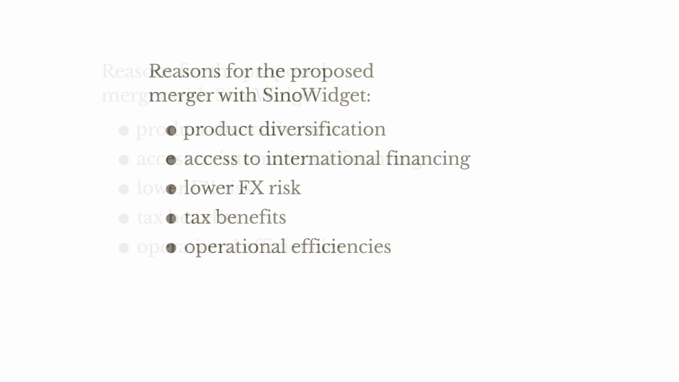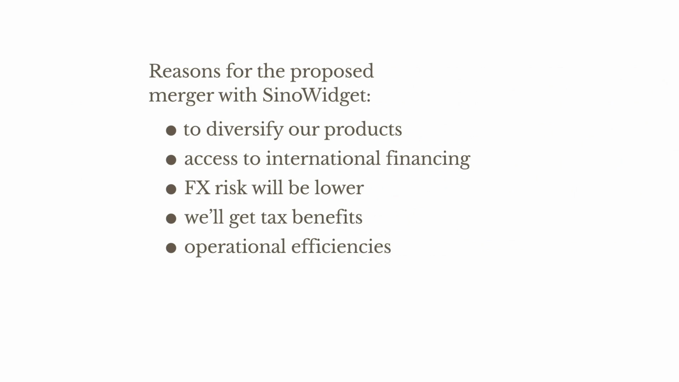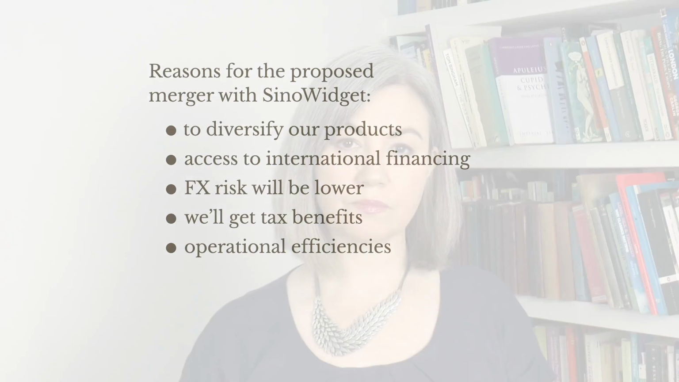What you want to avoid is bullet points like this, where the listed items aren't consistent in this way. For example, the first bullet point uses a verb or action word, diversify, while the second bullet point uses a noun phrase, access to international financing. The other bullet points are similarly inconsistent. This kind of inconsistency is distracting and potentially confusing for readers, so it's definitely best avoided.